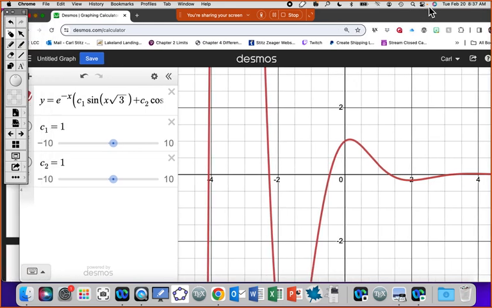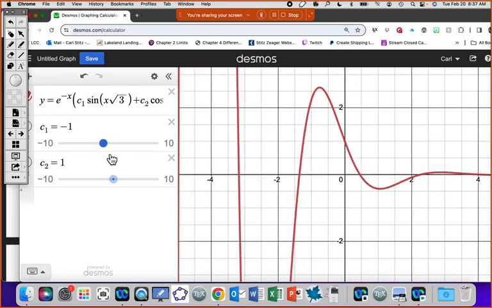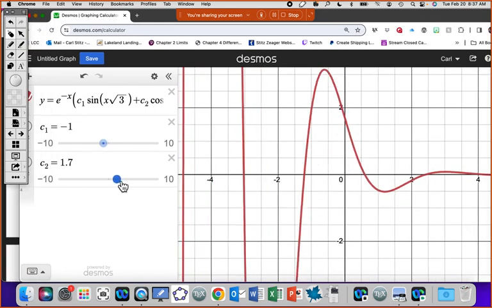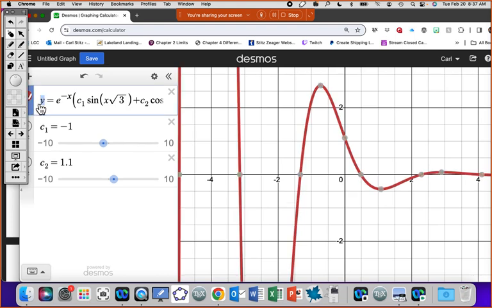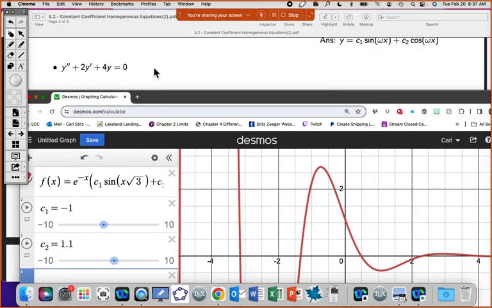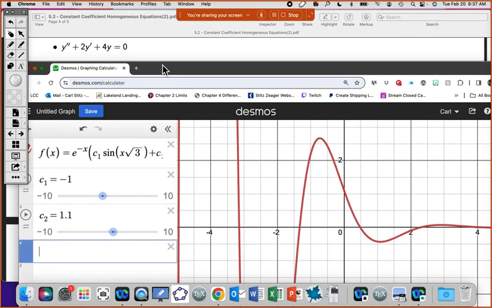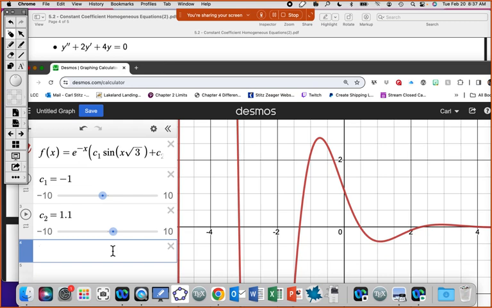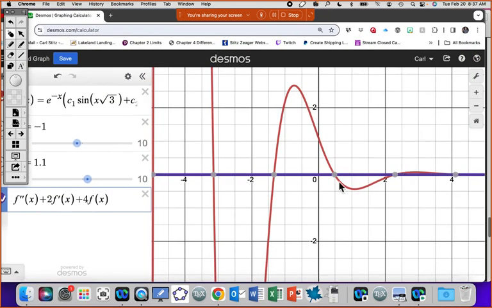So we can adjust these sliders. These are all the different things. Okay. Now, if we call that f of x, then we can check our differential equation. The differential equation says y double prime plus 2y prime plus 4y should be 0. So f double prime of x plus 2f prime of x plus 4f of x should be 0. And sure enough, y equals 0, aka the x-axis. So that shows us what's going on there. Okay.